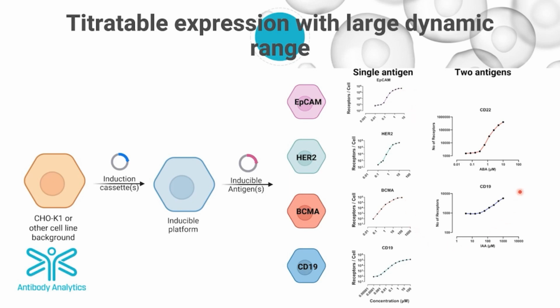On the right-hand side, we have some data from expressing two antigens in the same cell line background. So we have CD22 under the control of the abscisic acid system, and then CD19 under the control of the indole-3 acetic acid system. We've been able to show that these two systems are orthogonal, but this is still a work in progress as we are hoping to optimize both the background and levels of expression that we get from these two systems in the same cell line.